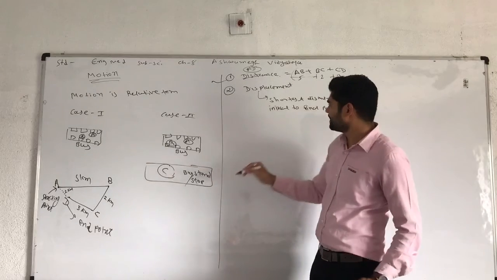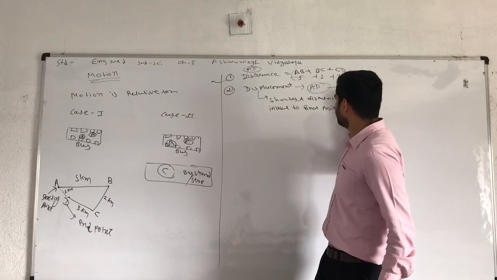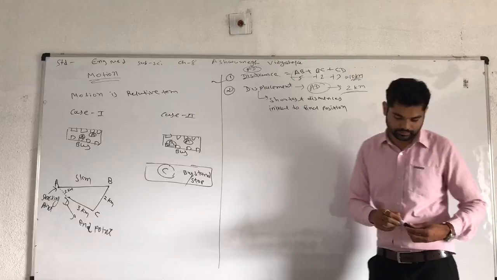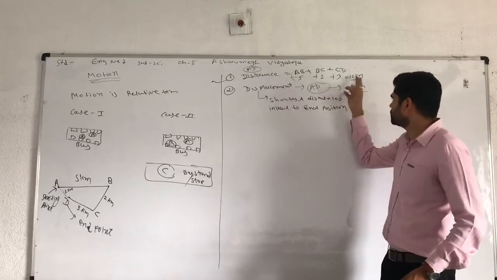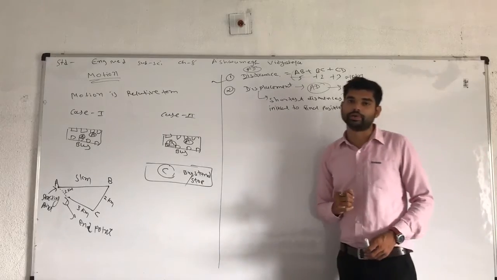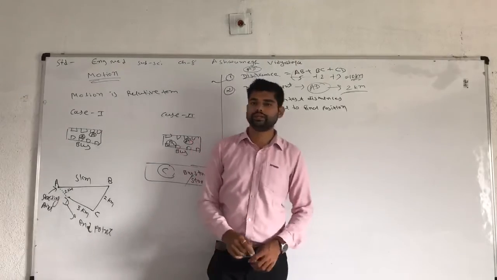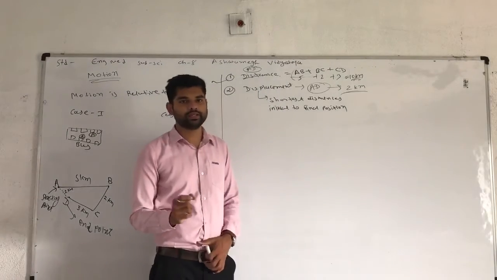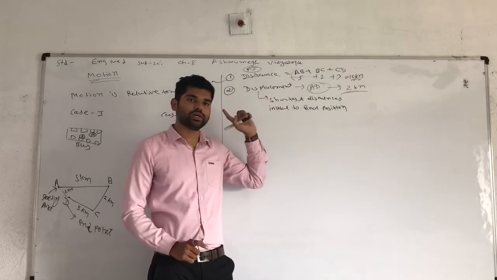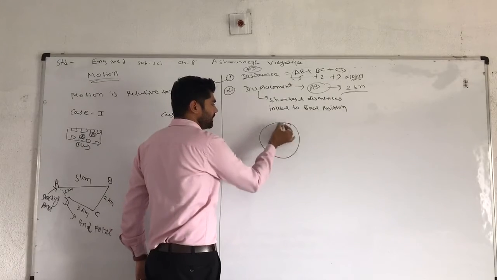So here the shortest distance is AD, given as 2 kilometers. So here distance is equal to 10 kilometers, but displacement is equal to 2 kilometers. So the shortest distance between two points is called displacement, and the total sum of all distances from the starting to the end point is called distance. Similarly, consider a circular path.